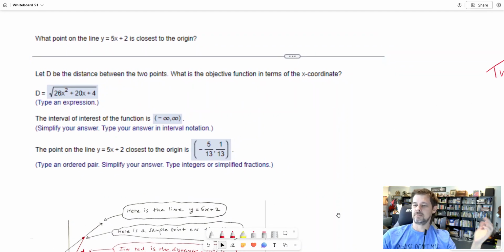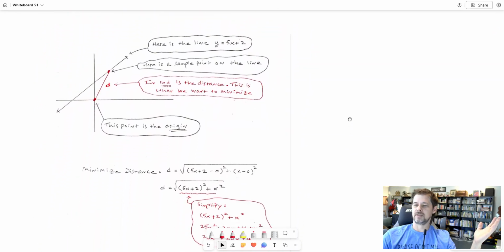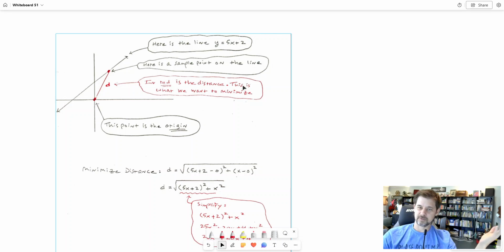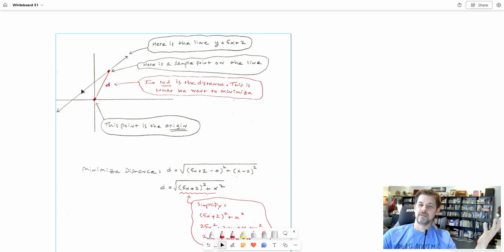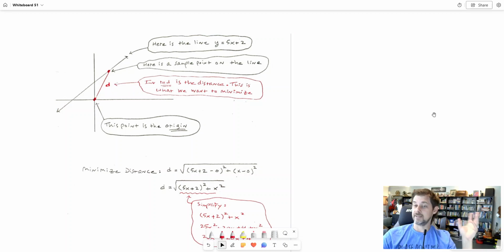I want to just map it out. Sometimes I think it's easier to think about things if we have a picture, and some people are visual thinkers, so I'll include a picture just in case that's you. So I've drawn a graph, and I've drawn what the line y = 5x + 2 looks like. And I said, well, suppose we take a sample point on that line. Okay? And suppose we take the origin. Now, the origin of the graph is where the x and the y axis cross. Okay? So it's just saying, where is the point on this line that's closest to the origin, or where this distance is as small as it can get.